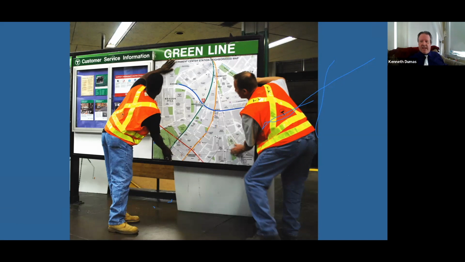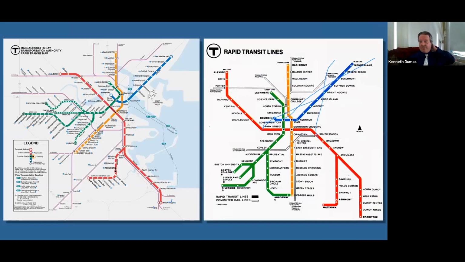Well, at the end of the day, there were now 2 official MBTA rapid transit maps. The one on the left appeared in paper form and digital form, and the one on the right, the original Cambridge 7, was still in every single rapid transit station.